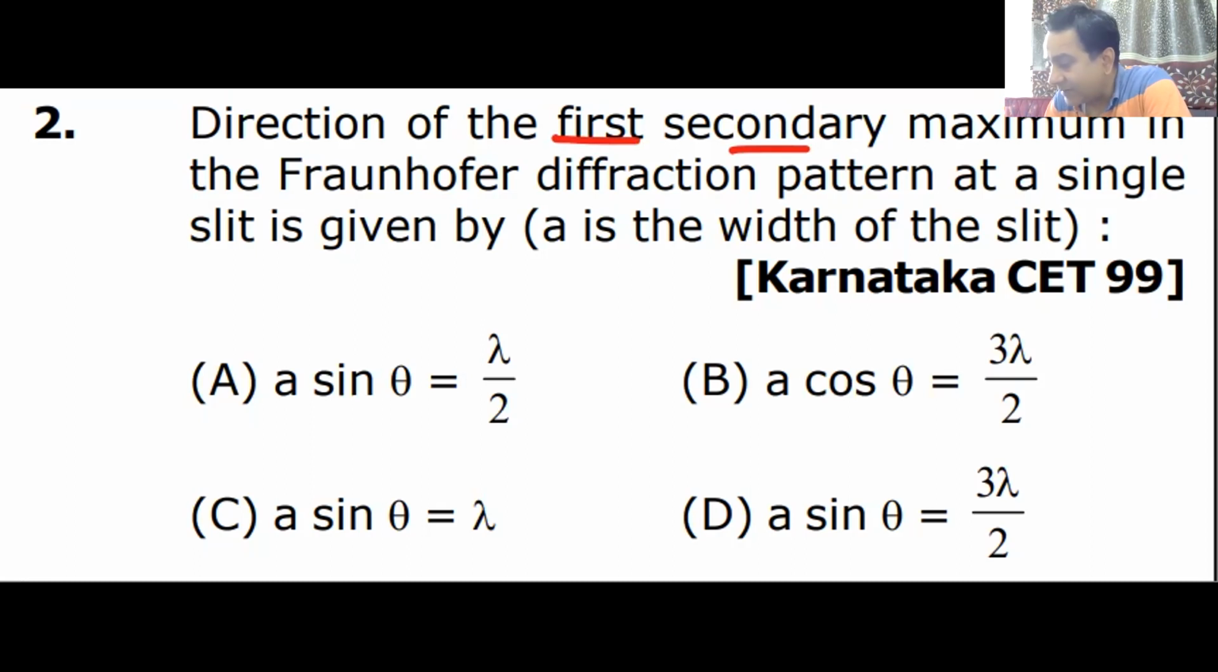Remember, (2n plus 1) lambda by 2. You put the value of n as 1. So the answer becomes A sin theta is 3 lambda by 2. Do we understand this? Yes or no? Yes, sir. That is the answer.